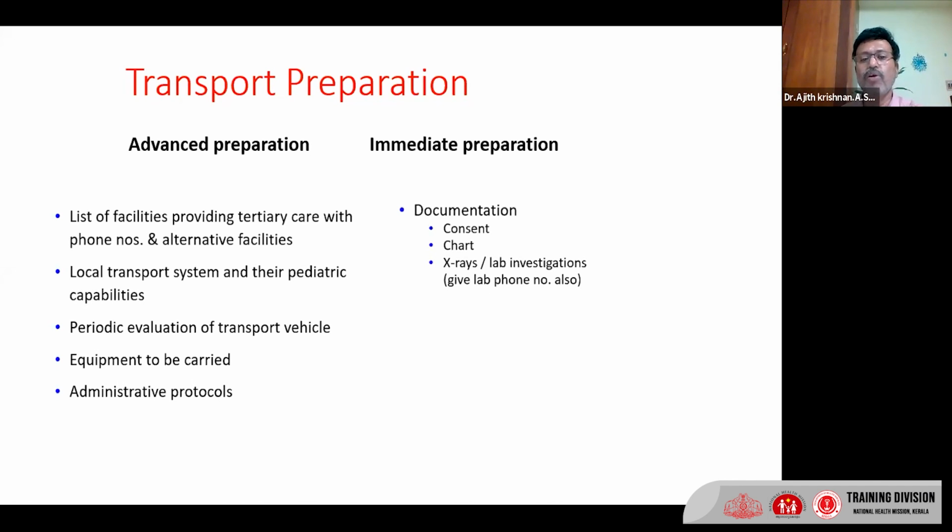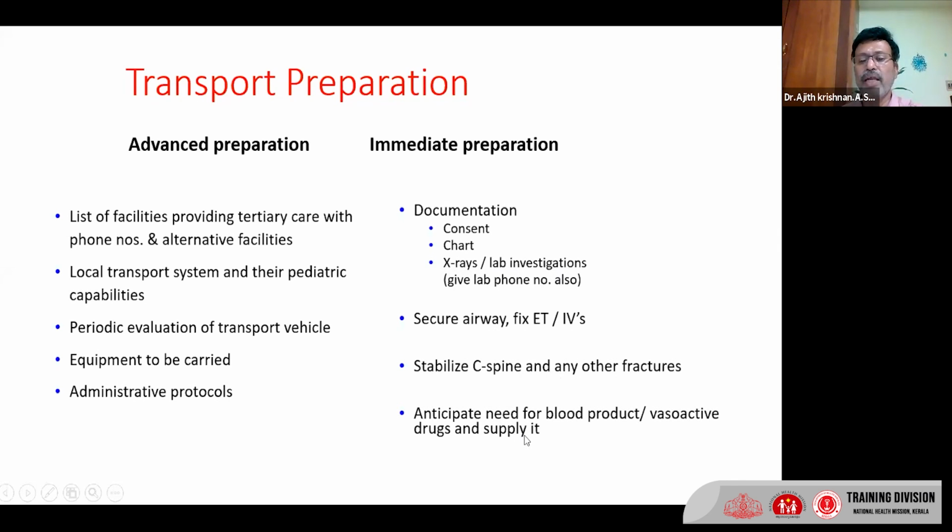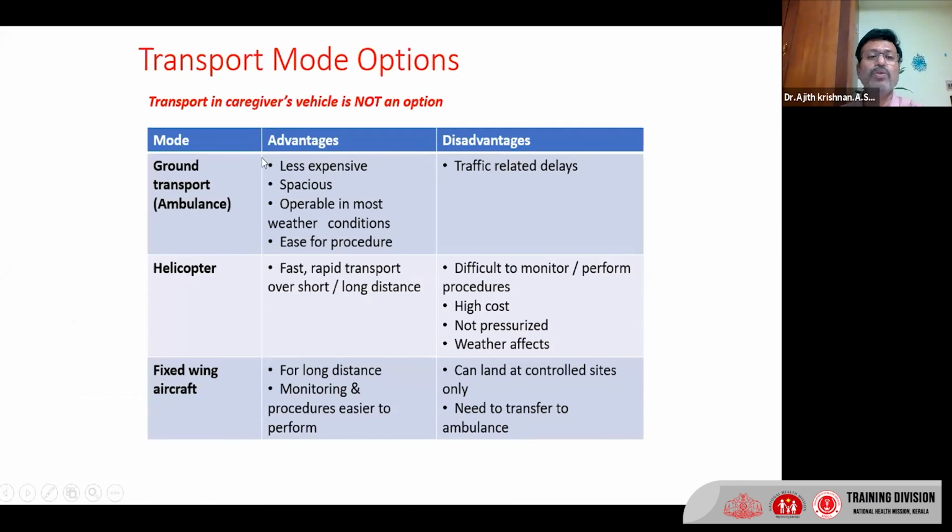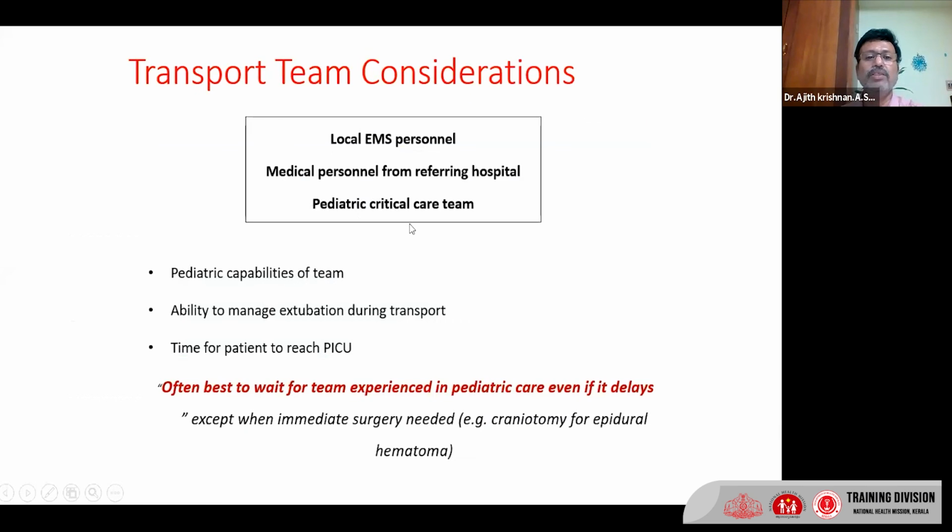And equipment to be carried, administrative protocols. Then immediate preparation: documentation, consent should be there. They should have a chart when the child is transported, and all the X-rays and lab investigations from that hospital you have to carry when transporting the patient. Secure the airway, fix the ET tube and IVs, and stabilize the cervical spine. Anticipate the need for blood products and drugs. Transport in a caregiver's vehicle is not an option. For transport team consideration, all these persons should be informed.